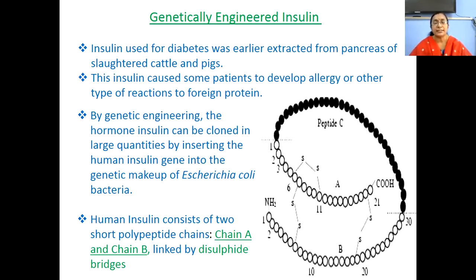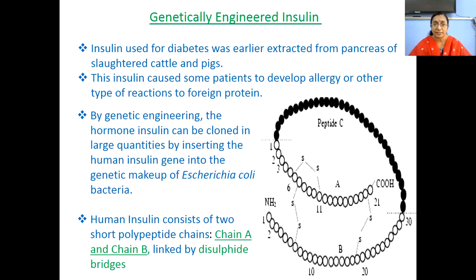The first one is genetically engineered insulin. Insulin, as you all know, is a hormone produced by our pancreas which is necessary for glucose metabolism. The excess glucose in blood is converted to glycogen with the help of insulin. If insulin is not produced in enough amounts by our pancreas, then it will lead to more glucose in blood, and that leads to the disease diabetes.